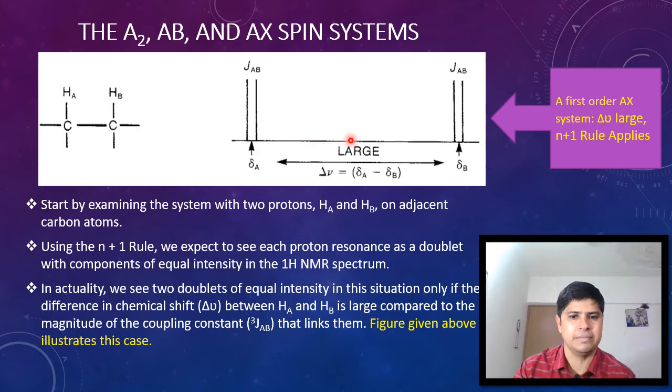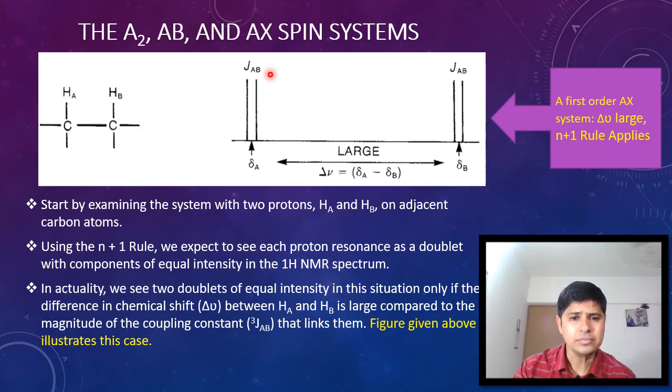Hence this is a first order spectrum. Actually, we see two doublets of equal intensity in this situation only if the difference in chemical shift, that is delta nu, between HA and HB is large. The difference in chemical shift delta nu is large as compared to the magnitude of the coupling constant. Okay, that links them. The figure given above illustrates this case.